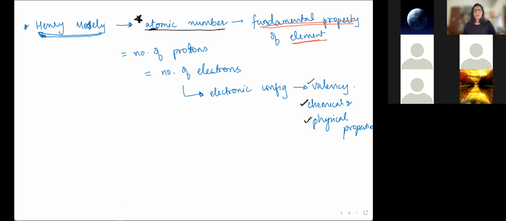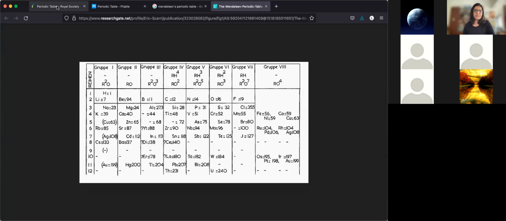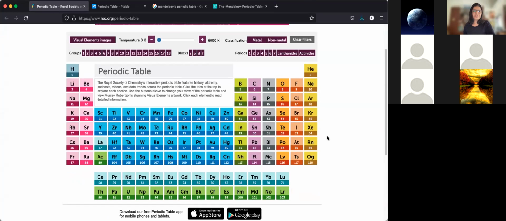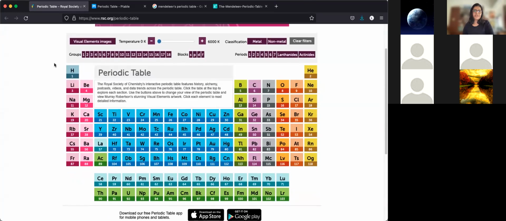Okay. So atomic number is the fundamental property of an element. So let's do the whole table. Let's follow whatever Mendeleev did, but this time we'll use atomic number instead. And the result from this is what we have as the modern periodic table. This is what it looks like. You must be familiar with this. You must have seen it in a lot of places.